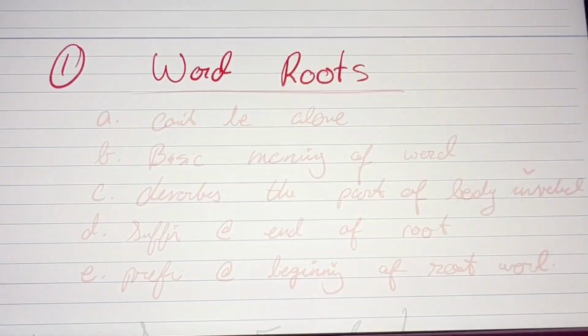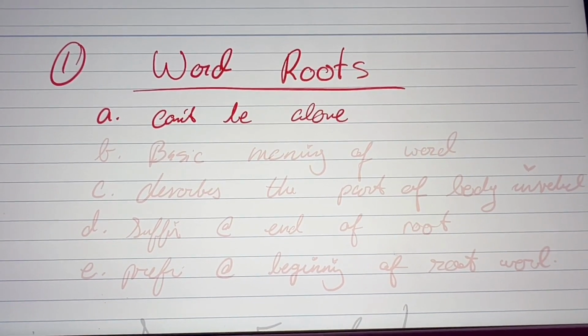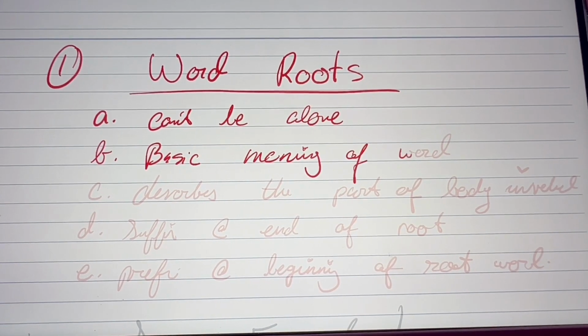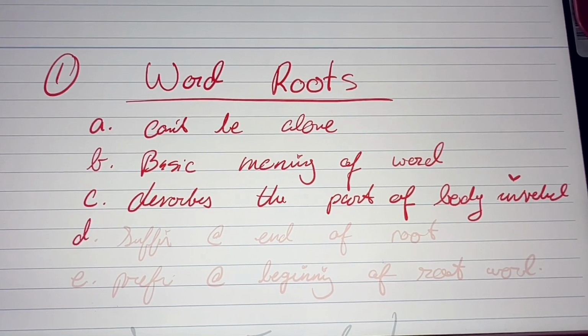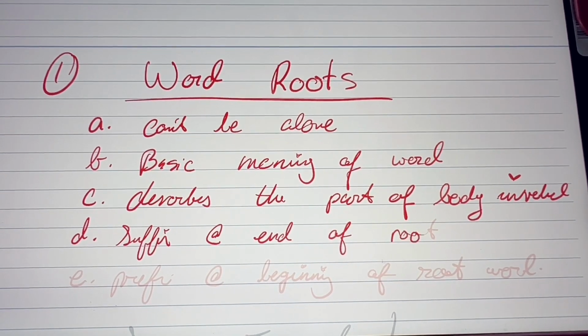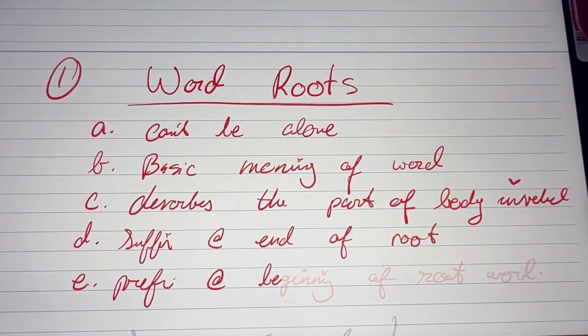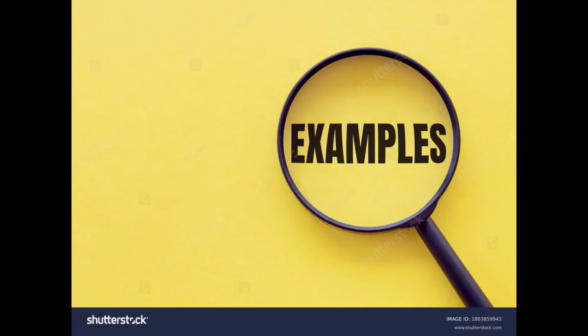Here are the root words. They can't stand alone, and they're the basic meaning of the words. A root describes a part of the body that's involved, or the core of the substance. The suffix is always at the end of the root, while the prefix is always at the beginning of the root words. Here are some examples.